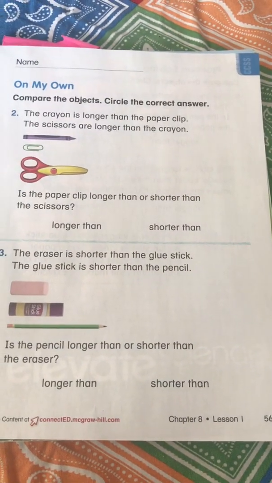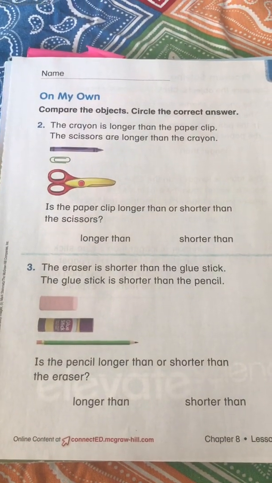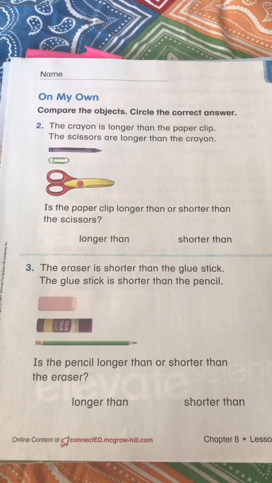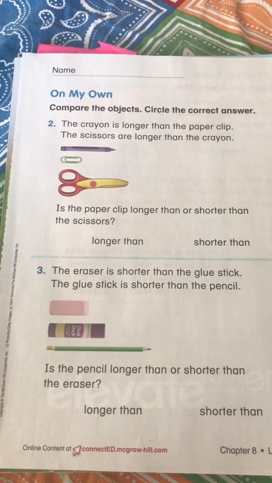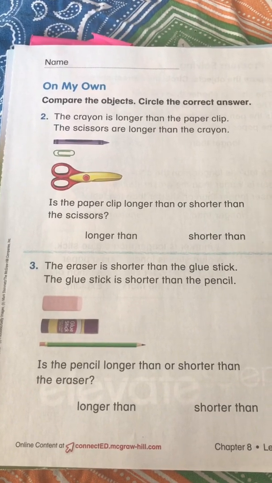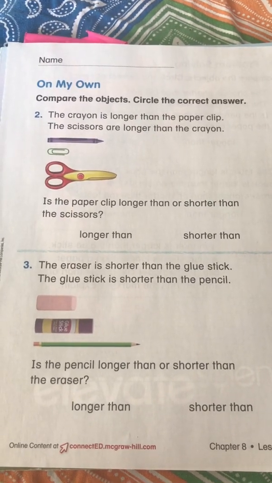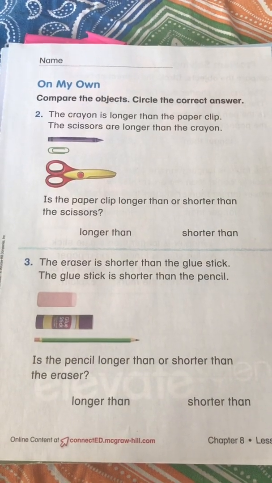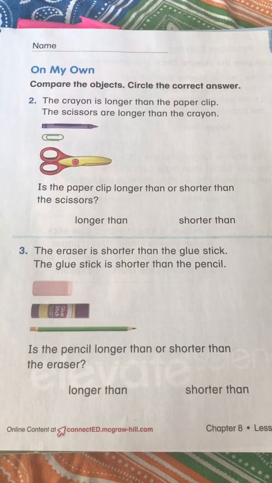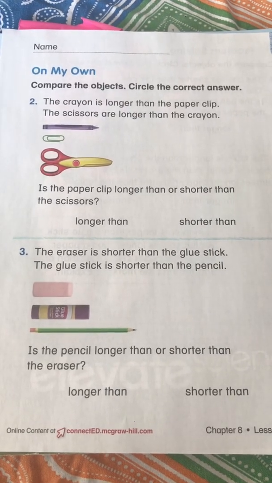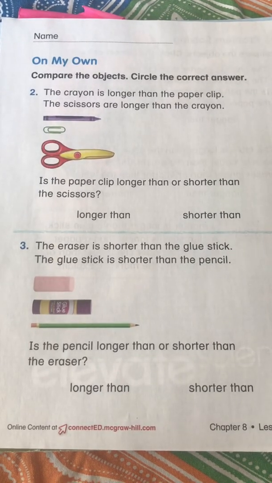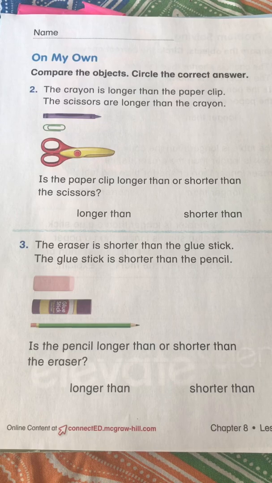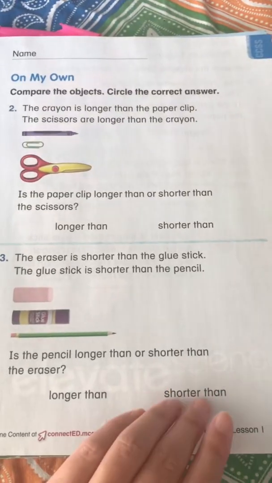Okay, page 565. You guys are going to do this part on your own. It says, compare the objects, circle the correct answer. The crayon is longer than the paper clip. The scissors are longer than the crayon. So is the paper clip longer than or shorter than the scissors? So you're going to do that by yourself. Number 3, the eraser is shorter than the glue stick. The glue stick is shorter than the pencil. Is the pencil longer than or shorter than the eraser? Okay, so do that part by yourself and then flip it over when you're done.